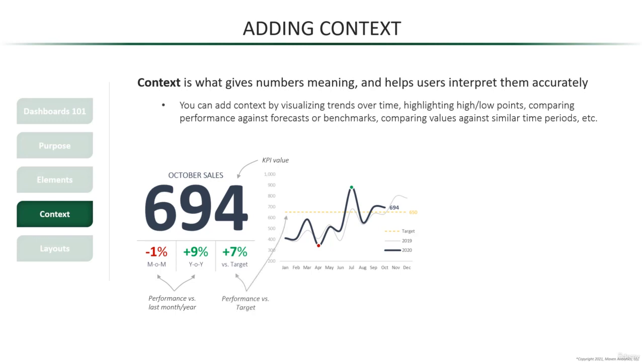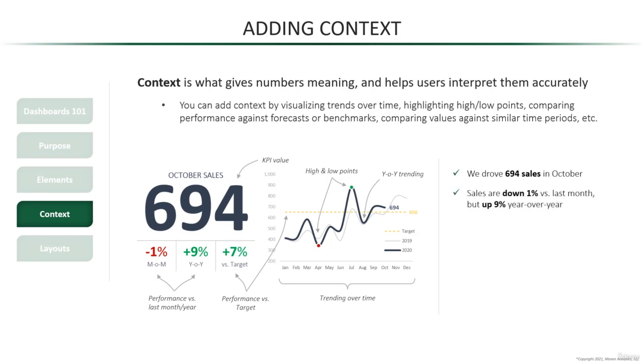We have a performance comparison against the target. We're showing trending and seasonality over time and against the previous year. And we're comparing against highs and lows for the year. So we could have just said that we drove 690 sales in October. But by adding context, we've now told a much more meaningful and compelling story.